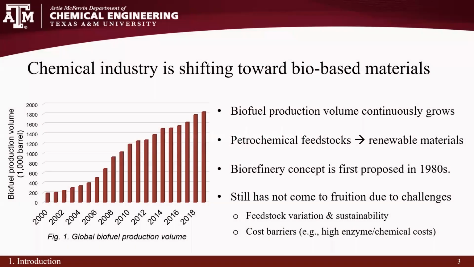Due to the growing environmental awareness, the chemical industry is shifting toward bio-based materials. For example, when you take a look at figure 1, the global biofuel production volume has been constantly growing since 2000. This represents the paradigm shift from petrochemical feedstocks to renewable and sustainable materials.